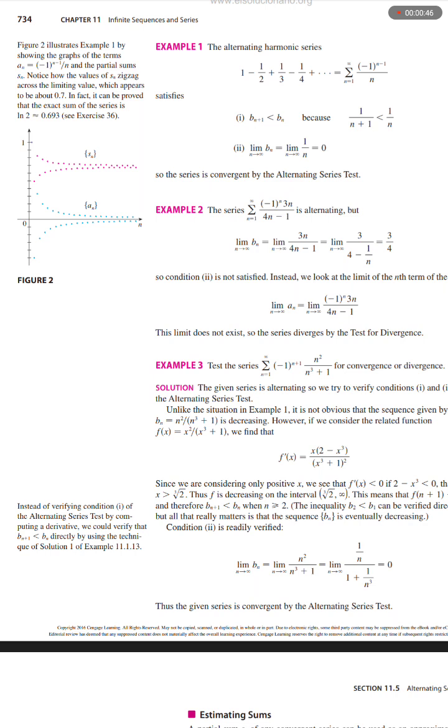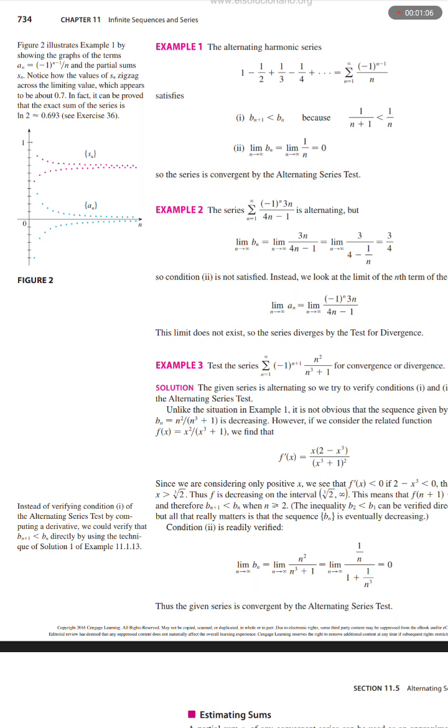Number 2, the limit as n approaches infinity of b sub n equals the limit as n approaches infinity of 1 over n, which equals 0. So the series is convergent by the alternating series test.